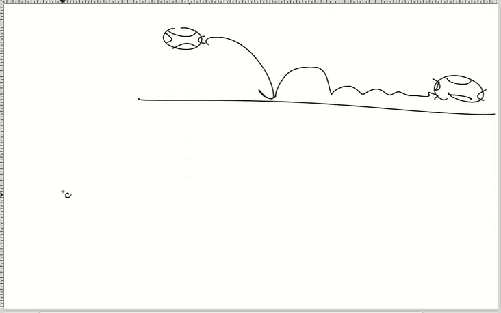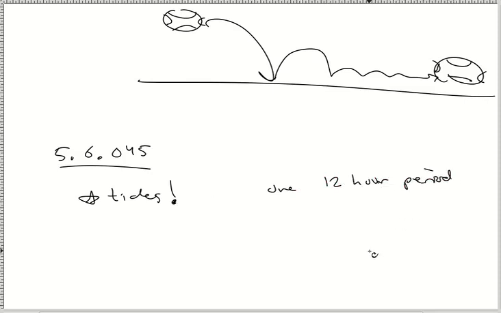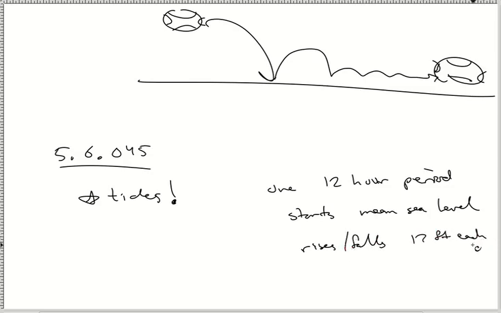We got 2 last problems. I got 56045. So this is the tides problem. Apparently that's important if it gets a name. There's a 12-hour period which starts at the mean sea level, okay? It rises and falls by 17 feet each. So it rises 17, falls 17. It sounds better. I was just being lazy there.